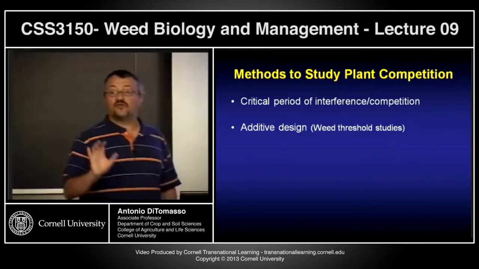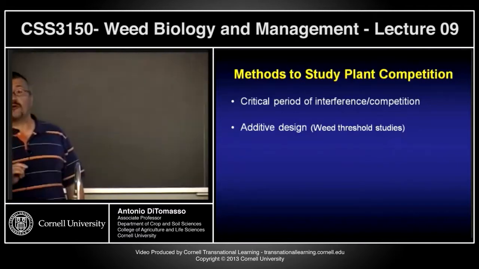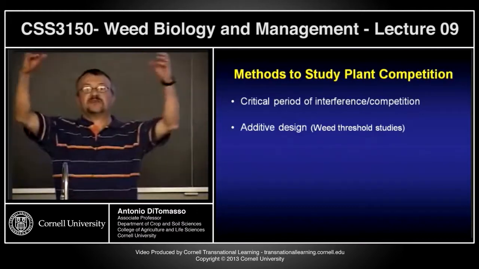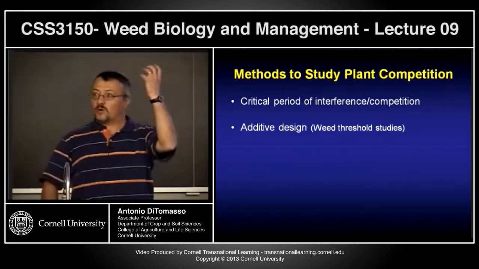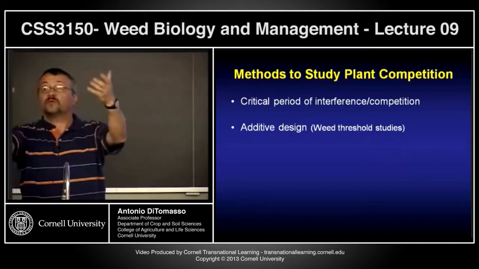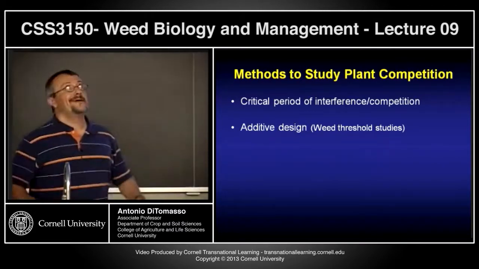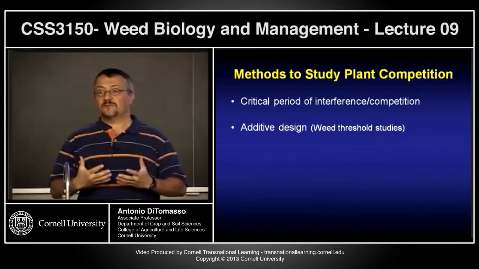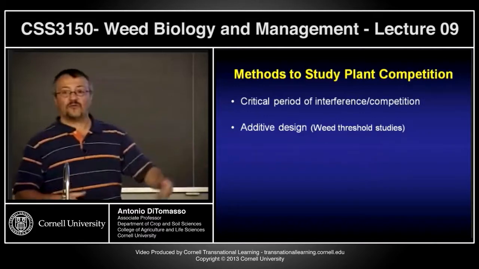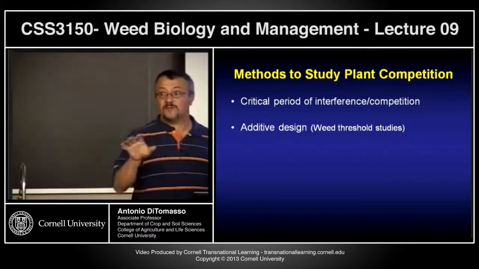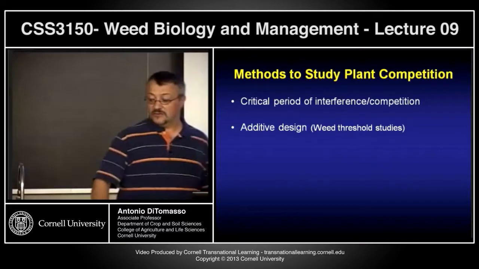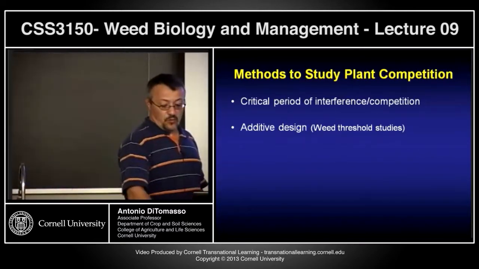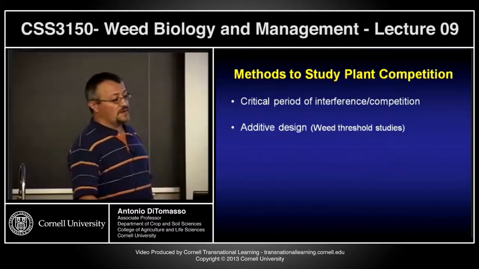Okay? The first one that we're going to look at is called the critical period of interference / competition. Remember, interference is the broader term that encompasses both competition and allelopathy. So when somebody talks about studying crop-weed interactions or interference, there's a possibility that allelopathy is playing a role there. So that's why I've put both. But this is going to be an important concept. Hopefully, some of you might actually try some of this, if you're doing an undergraduate project or even work study. That's going to be important.